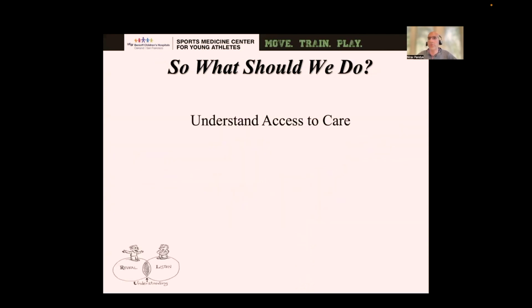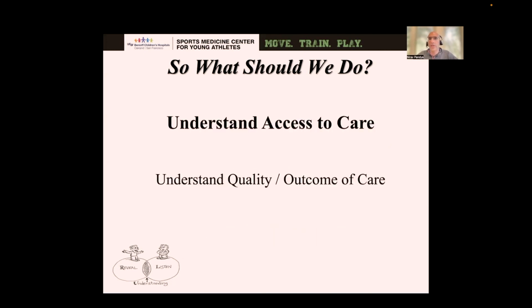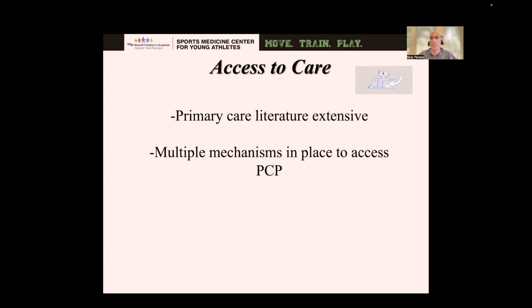So what should we do about this? Well, we have to understand access to care. We have to understand quality and outcome of care, and we have to promote provider diversity. So understanding access to care from a first standpoint. The primary care literature is extensive in terms of delays in access to care and how it's impacted by being part of a certain group. There are multiple mechanisms in place to actually access primary care physicians if you are one of these groups, whether it be a certain socioeconomic group, a certain racial or ethnic group.